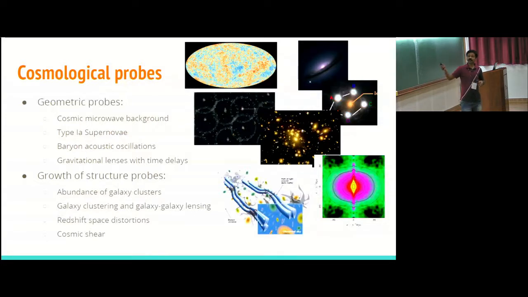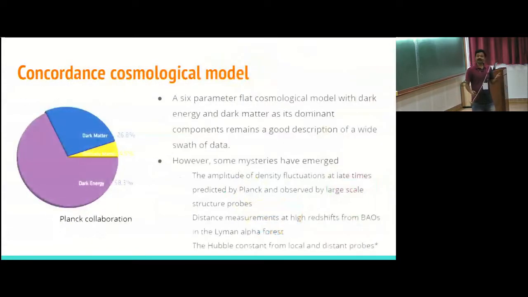So there are a variety of cosmological probes that have come into the picture, and fortunately or unfortunately, a simple 6-parameter cosmological model with something like dark matter and dark energy being the dominant components still remains a good description of a wide swath of data. And there have been some mysteries that have emerged, but this seems to be the model that we have converged on, right? So let's just focus on the mysteries for the moment so that we can make some progress. Maybe we can learn a little bit more about these components from there.